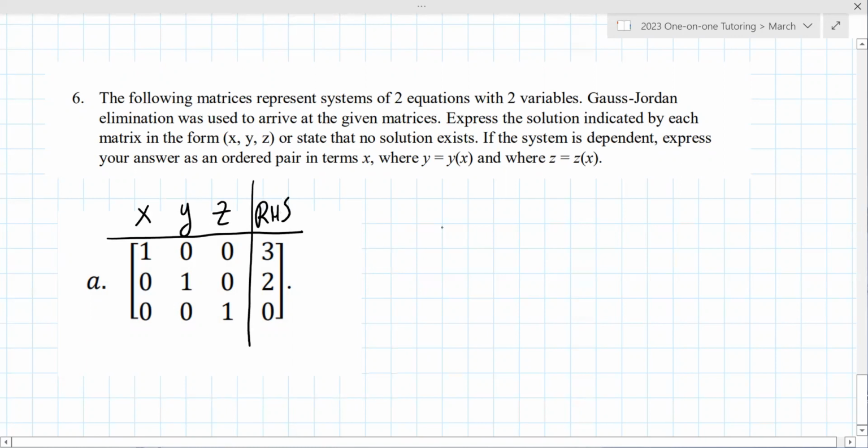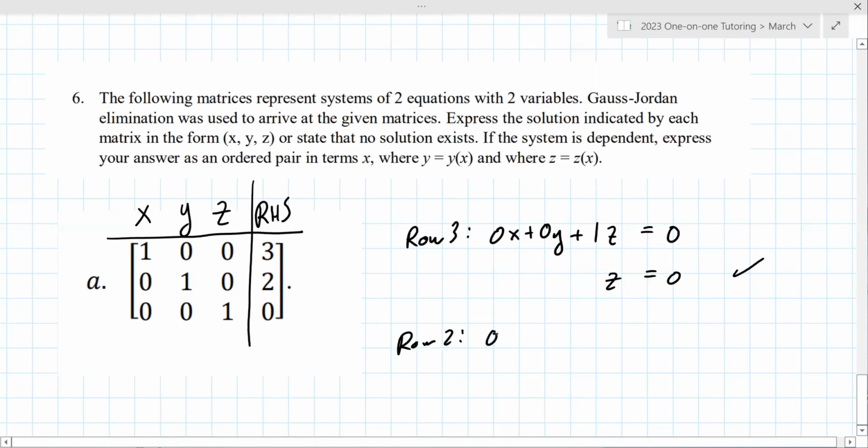Hopefully by now, you know to start in the last row. The last row is 0x plus 0y plus 1z equals 0. So this means that z equals 0, and that's okay. Not to be confused with 0, 0, 0, and then 1. That's bad, but this one just says z is 0. Row 2 is 0x plus 1y plus 0z equals 2. Y is 2.